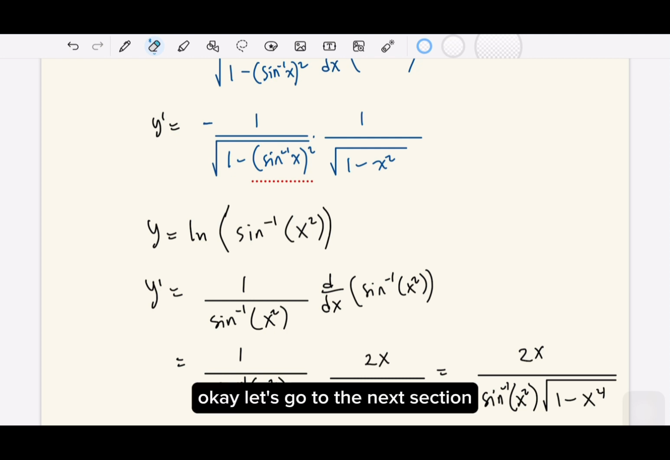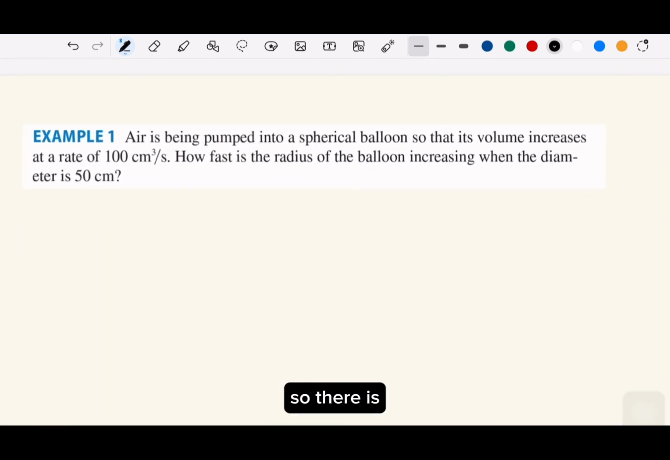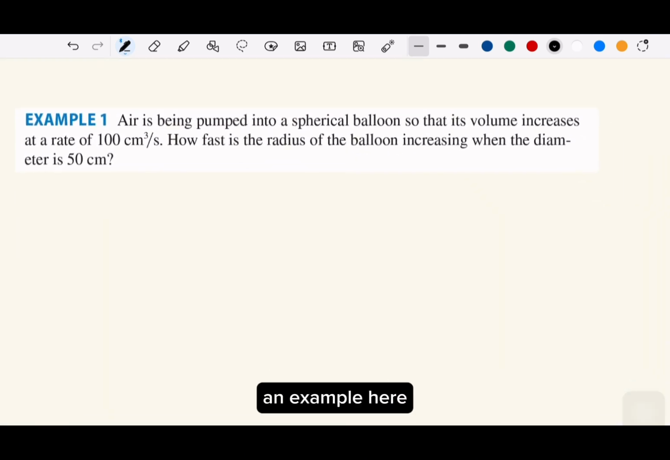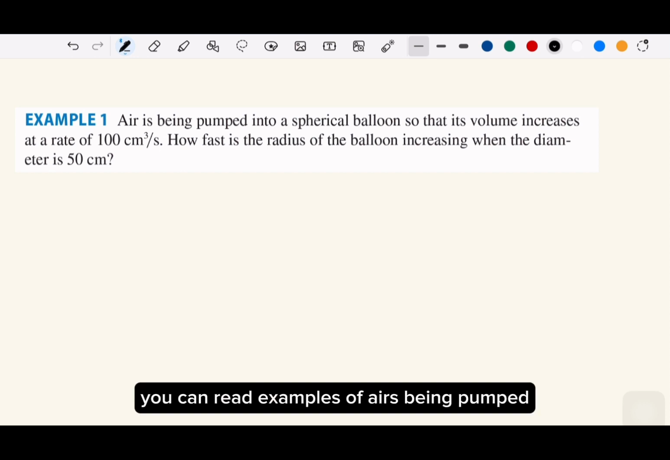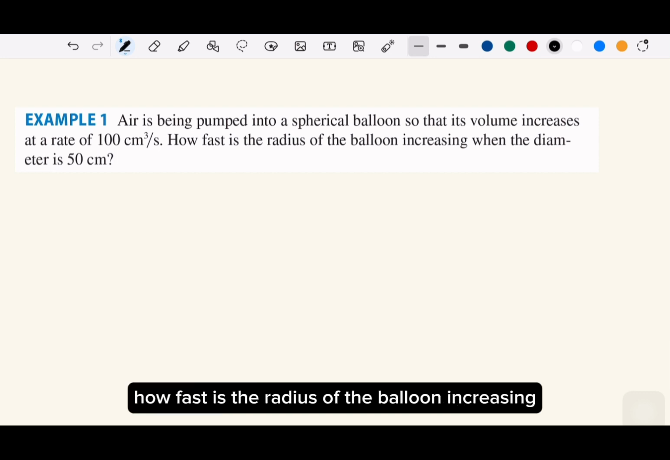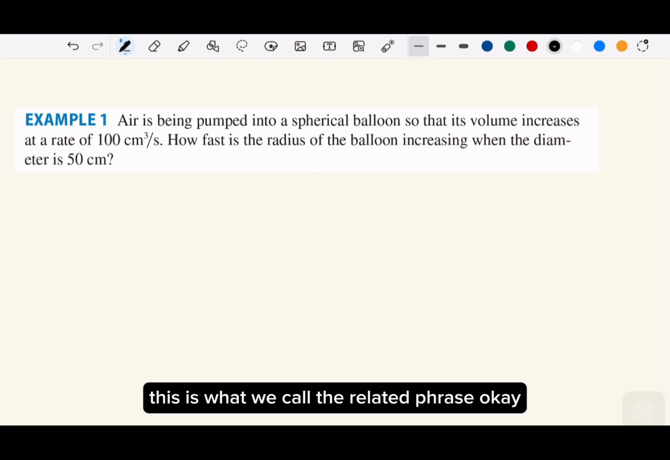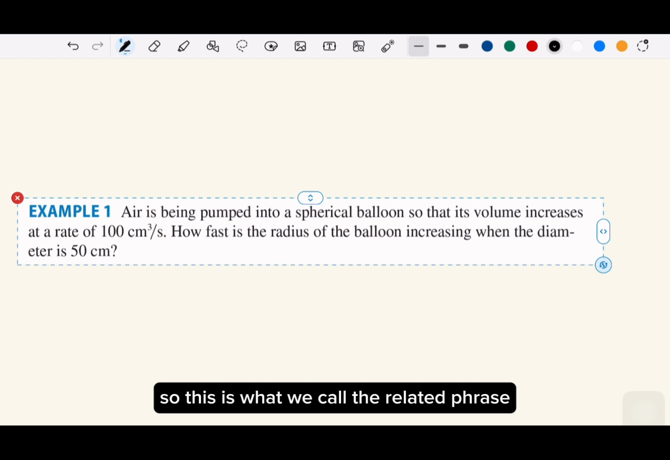Okay, let's go to the next section, which is related rates. So there is an example here, so you can read the example. Air is being pumped into a spherical balloon, and the volume increases at a given rate. Then it's asking how fast is the radius of the balloon increasing when the diameter is 50 centimeters. This type of question is what we call related rates.